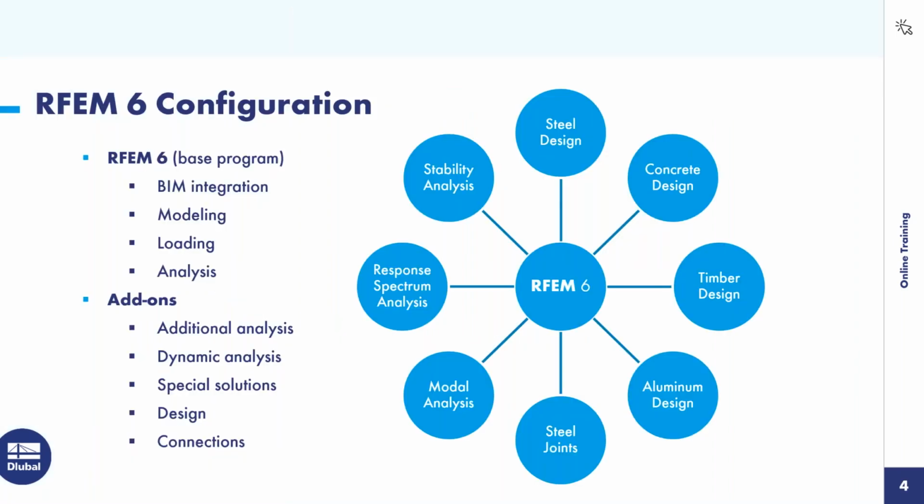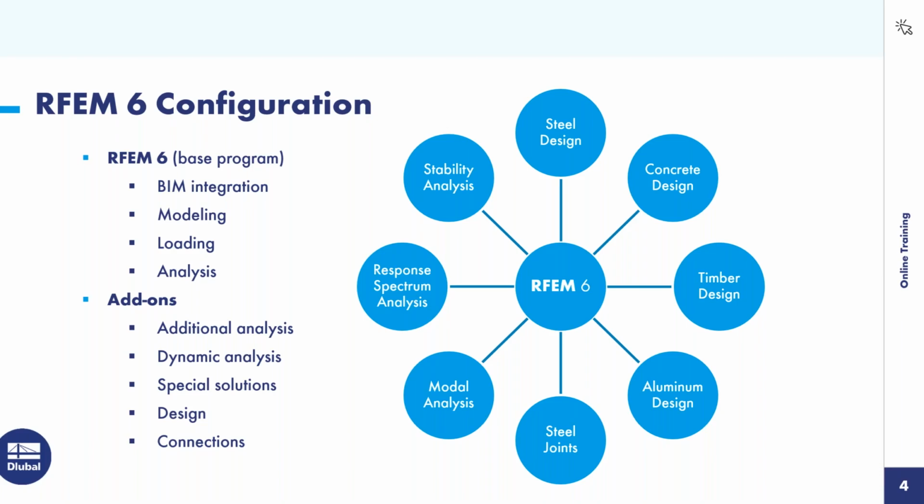So I just want to briefly explain the program configuration options. RFEM 6 is the base program. This allows us to fully integrate with BIM software such as AutoCAD, Revit, Tekla. You can fully model your structure, apply loads to the structure, and finally run a calculation to get the full analysis. From the analysis, we would get information like deflections, internal forces, support reactions.